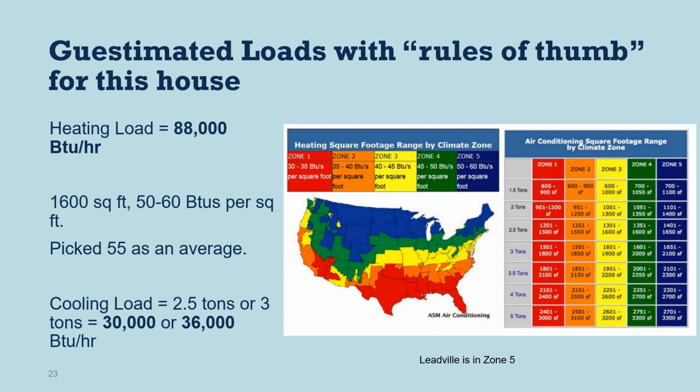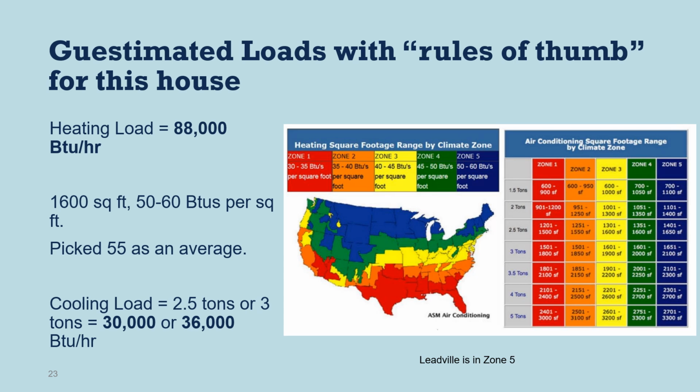Now, if I looked at the right-hand chart, Leadville is right on that verge between the green and the blue. So I either need 2.5 or 3 tons. If I look here for the 1,600 square feet, somewhere in that range. So I'll calculate both, 30,000 or 36,000. What I just did is I used an online rule of thumb that kind of looked legit, and I've got, boy, quite a difference: a 100,000 BTU gas furnace and a 3-ton air conditioner.